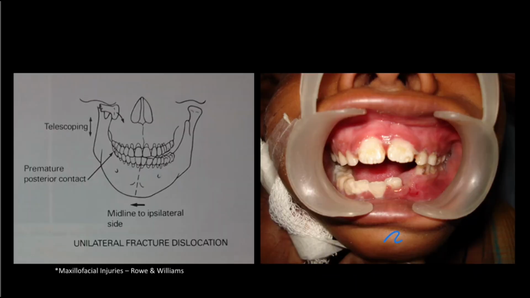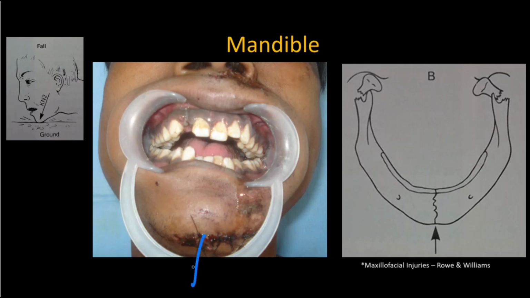Another similar case, you can see that the chin is deviated towards the side of the condylar fracture. So in this case, if the condyle is fractured on this side, there is premature contact here and it results in open bite on the opposite side. Now in an impact like this, there can be bilateral condylar fractures, which lead to premature posterior contact and can lead to anterior open bite.